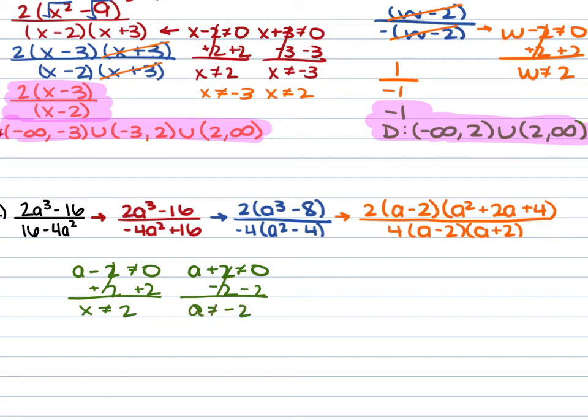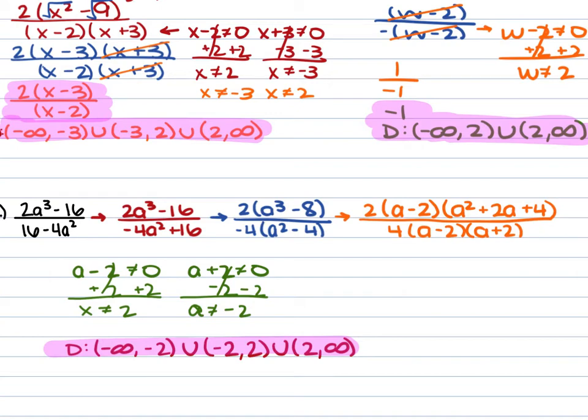So we're going to have a domain here from negative infinity to negative 2, with a union from negative 2 to positive 2, with a union of positive 2 to positive infinity. So that's part of our answer. I'm going to highlight this now so I don't forget about it. And then I'm going to cancel out with that factored fraction.